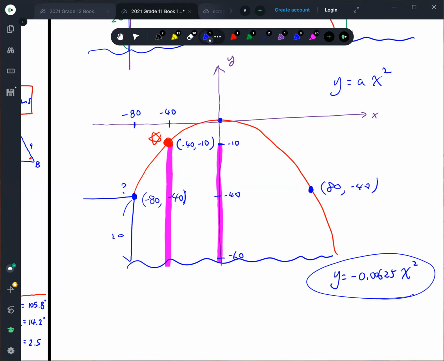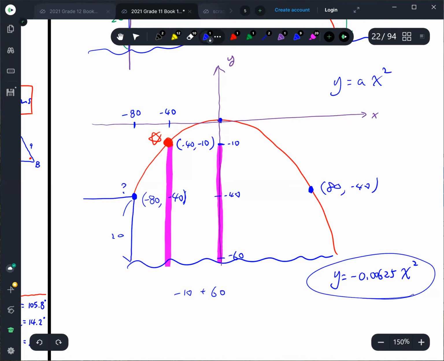From negative 10 to negative 60, how far is it? 50. Yeah, so that point is 50, could be meters, right? 50 meters above the water. Okay, and that's your answer, right? Because the negative 10 is not the height. Negative 10 is measuring from 0, 0. So if you really want to find the height, you need to take negative 10 plus the 60. That's how you get 50.